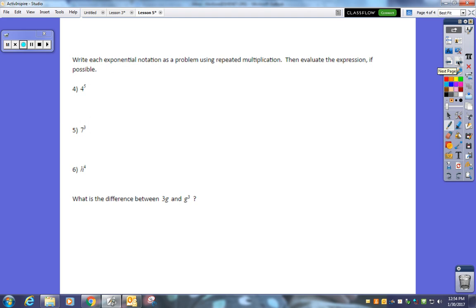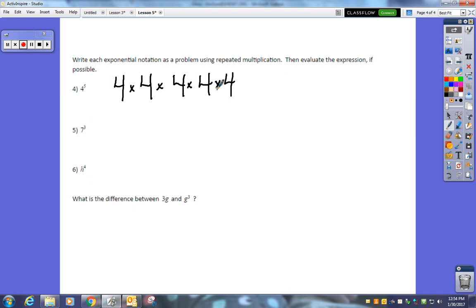Okay, so now the next ones want us to write each exponential notation as a problem using repeated multiplication. Then evaluate the expression, again, if possible. So in number 4, it says 4 to the 5th power. Remember 4, or the base, is the number that's being repeatedly multiplied. So I'm going to start by writing down 4. Then I see that the exponent is 5, so I am going to write 5 fours down, and I'm going to put multiplication symbols in between.